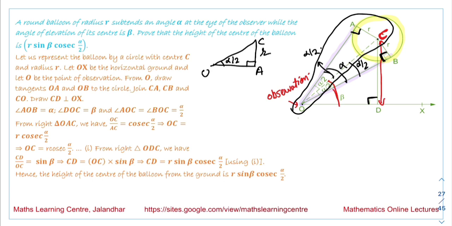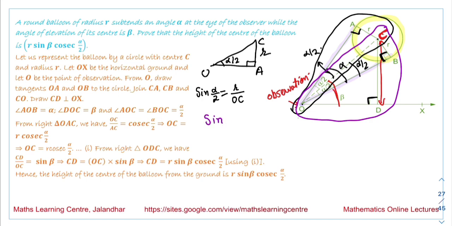AC length is R. Then we have sine of alpha by 2 equal to R over OC. It is perpendicular over hypotenuse. And if we talk about the triangle ODC, in this triangle the value of sine of beta is equal to perpendicular CD over hypotenuse, which is OC.